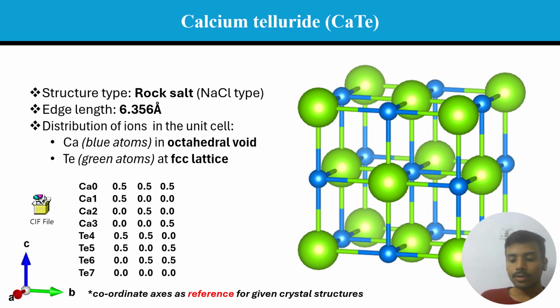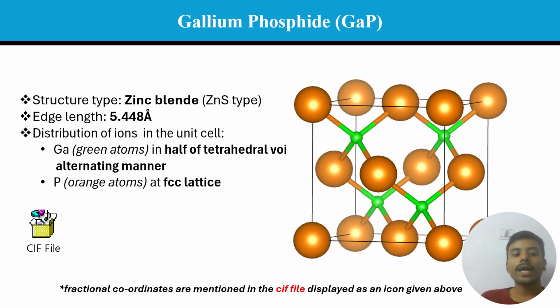Further, let's talk about the next lattice structure. This is a gallium phosphide structure. Gallium phosphide exhibits a zinc blende type of structure, ZnS type structure, wherein the edge length of the unit cell is 5.48448 angstrom units. The distribution is such that the phosphorus atom forms an array of FCC lattice since it is a bigger ion, and gallium being a smaller ion is present in the alternate tetrahedral voids.